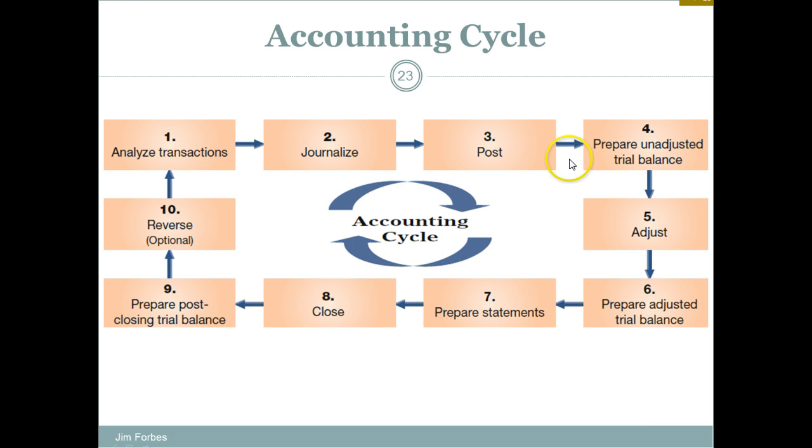So here's your accounting cycle. You analyze your transactions, you journalize it, post it to your ledger, your unadjusted trial balance. Remember this slide, because I am probably going to put this as a test question. Make your adjustments, adjusted trial balance, prepare your statements, close out that income statement, prepare a closing trial balance, and then you're done.